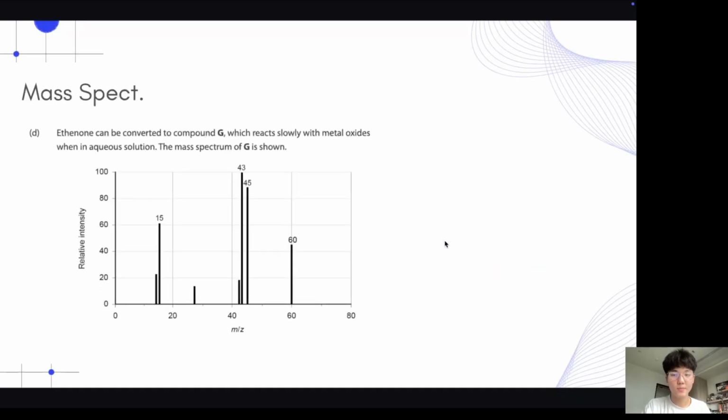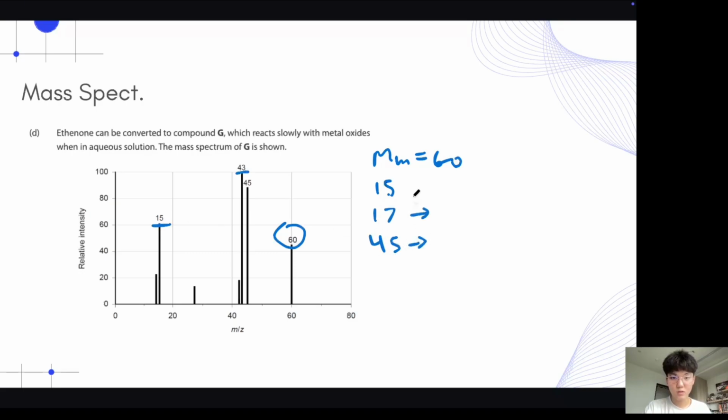Now let's do a little past paper. We need to find what G is, and we're given the spectrum. So here our molar mass is 60. And we have 45, so we have a difference of 15, a difference of 17, and a difference of 45.